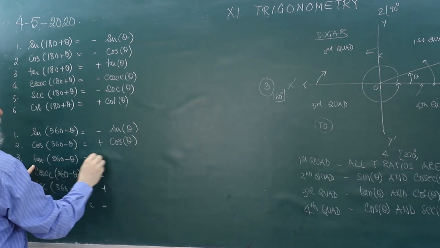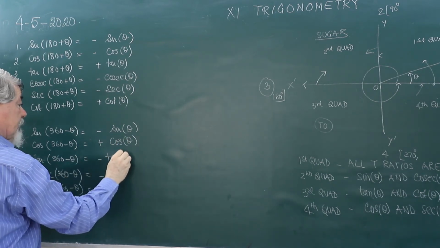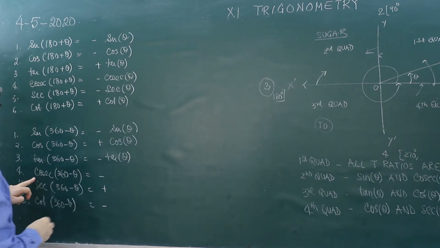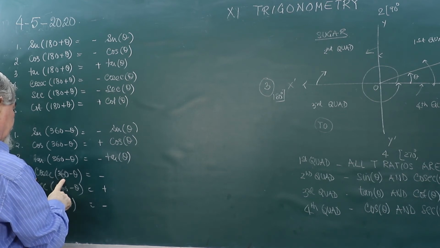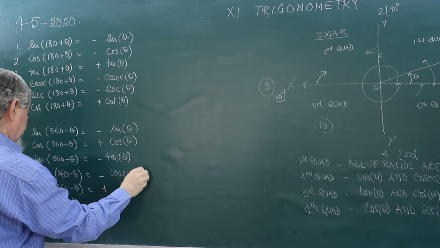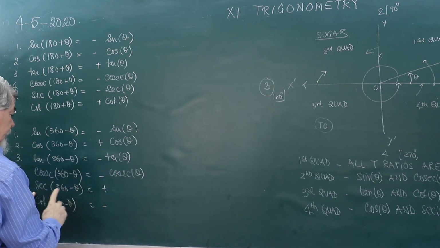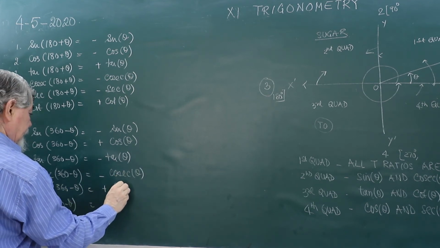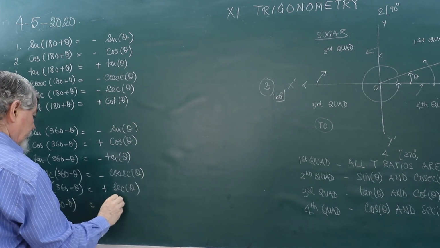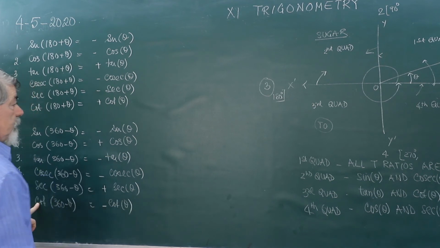Tan 360 minus theta is minus tan theta. Signs are decided on the basis of which quadrant the angle is falling into. Cosec 360 minus theta is minus cosec theta. Sec 360 minus theta is plus sec theta. And cot 360 minus theta is minus cot theta.